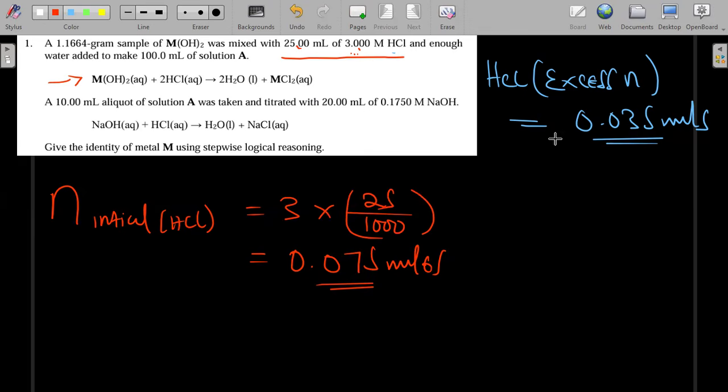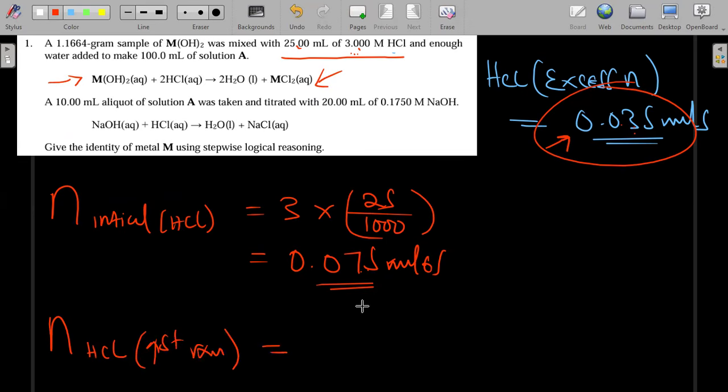And then we also found that the ones that reacted in the second reaction were these. So it means now we can use this and this to find how many moles reacted in the what? The first reaction there. So we're going to say moles of HCl that reacted in the first reaction are going to be equal to the initial moles minus these moles here that reacted in the second reaction. So when I subtract there, what am I going to get as my moles? I'm getting 0.04 moles.